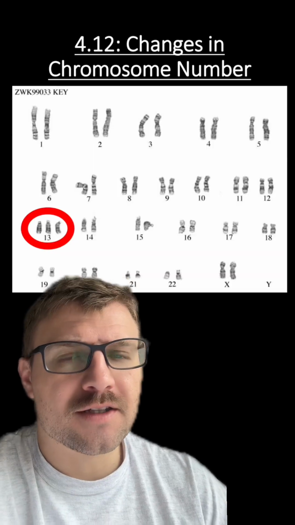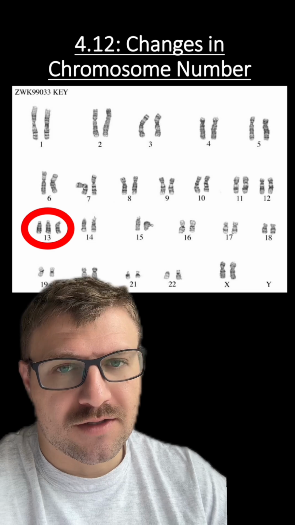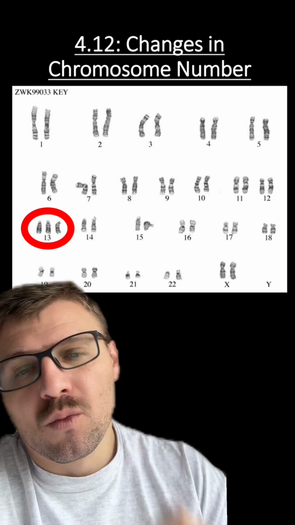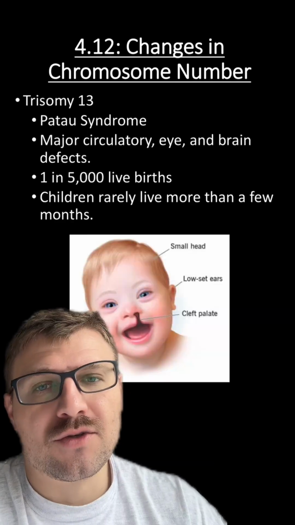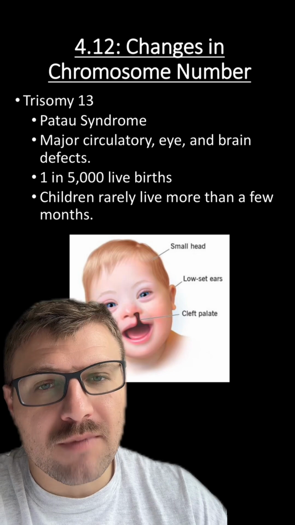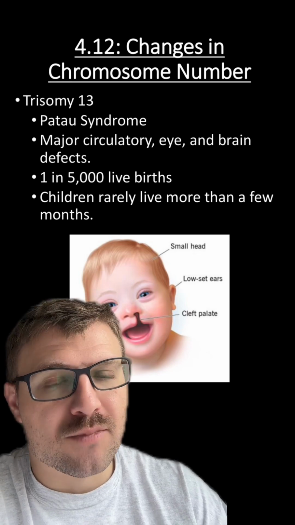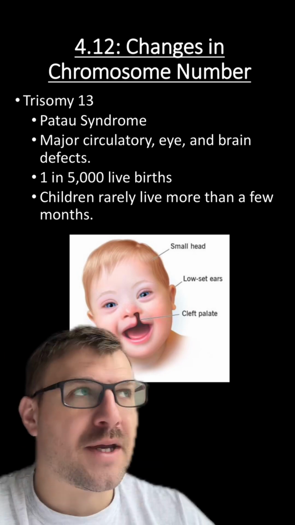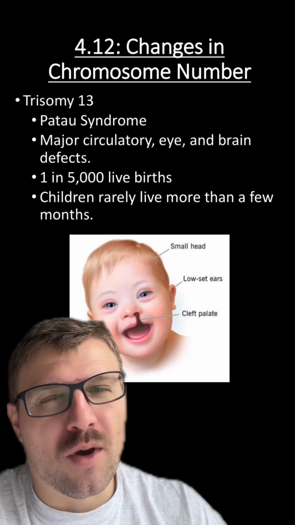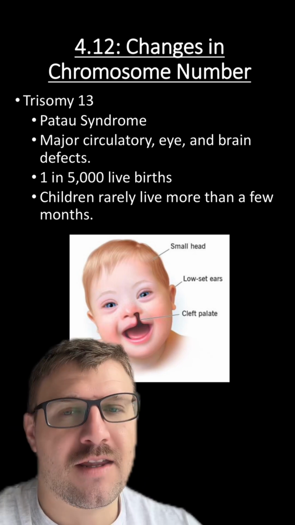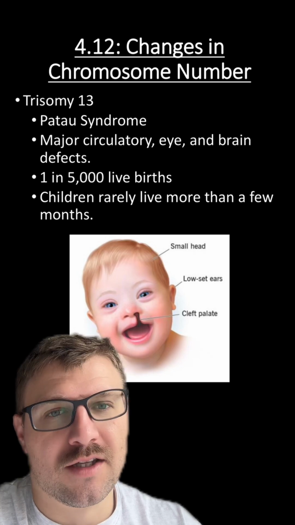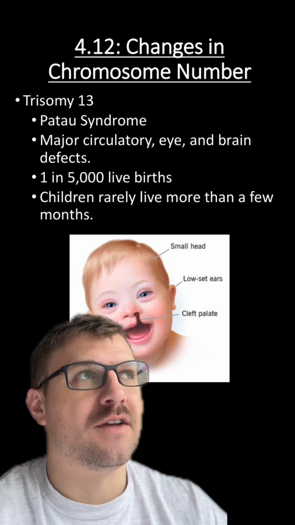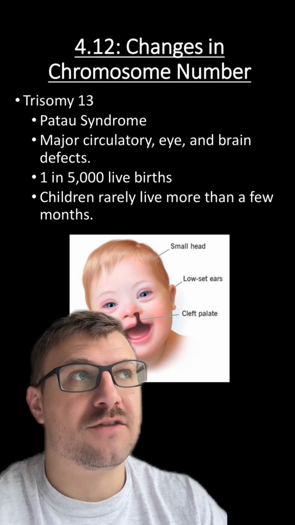Our first example of a trisomy is trisomy 13. You can see here is our karyotype, and there are 3 chromosomes when there should be 2. This is also known as Patau syndrome, and there are major circulatory, eye, and brain defects in the individuals that are born with trisomy 13. Depending on the set of data you look at, it's about 1 in 5,000 live births, and in these cases, children rarely live more than a few months or years. Typically, individuals who have inherited trisomy 13 won't live to adulthood.